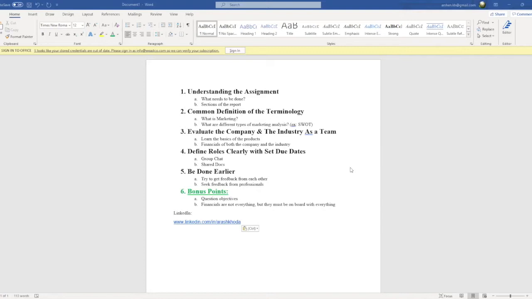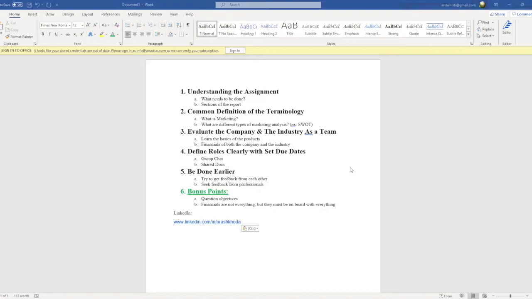Bonus points. This section is probably the most important part, in my opinion. Question objectives. Be crazy. I know it's going to make you seem like a maniac in your group meetings, but question objectives. I believe that crazy opportunities and crazy ideas are always born out of questioning objectives. So don't just make an assumption and move from there. Sometimes it's okay to question some assumptions.